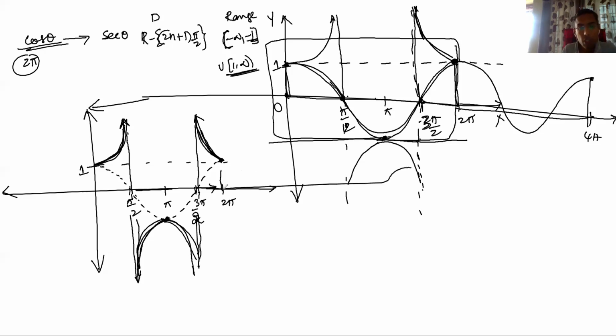Now if you want to repeat this, from 0 to 2 pi, then 2 pi to 4 pi, how is it? If you take now here pi, this is 3 pi, this is 5 pi by 2, and this is 7 pi by 2. If you want to repeat, very simple. So it's going to be again like this, again like this.